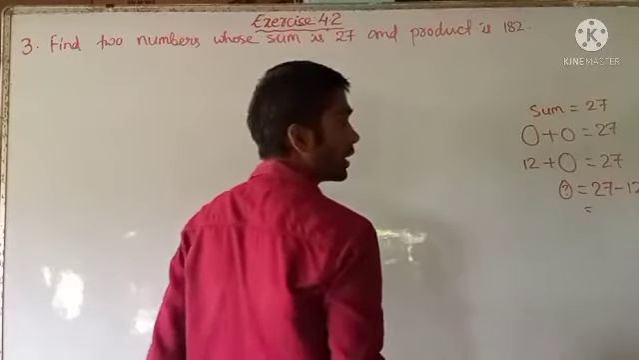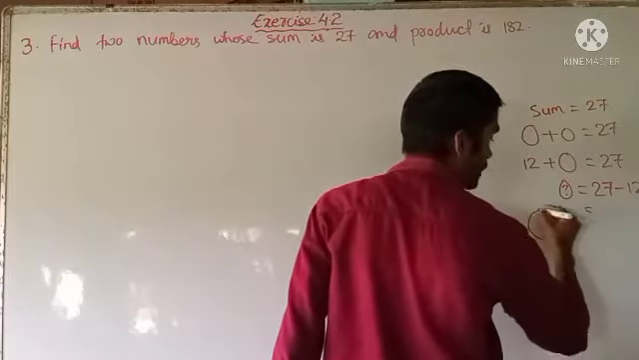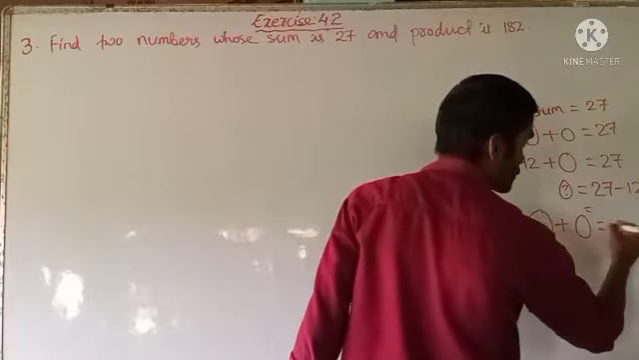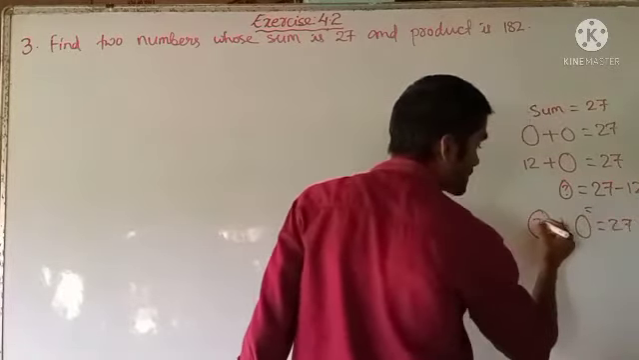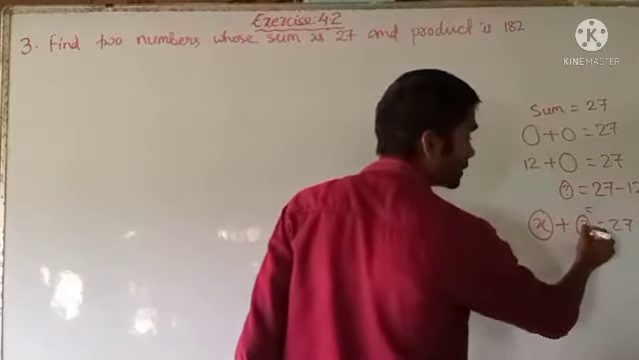If you do that, then you will get the other number. Now if I say to you that the sum of two numbers is 27, if one is x, then what will be the other number?